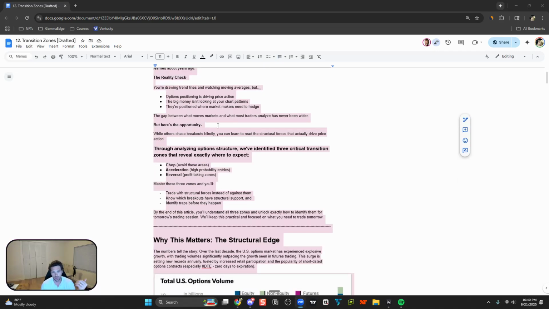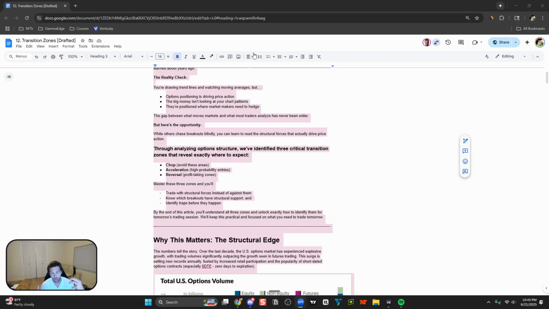But here's the opportunity, and why you're watching this video, or reading this article. While others chase breakouts blindly, you can learn how to read the structural forces that are actually driving today's price action. And that is done through analyzing the option structure.